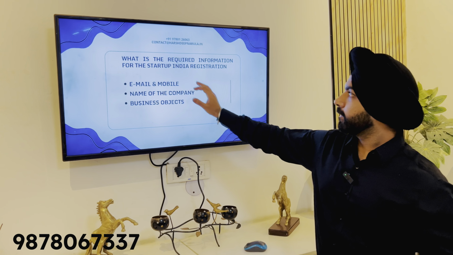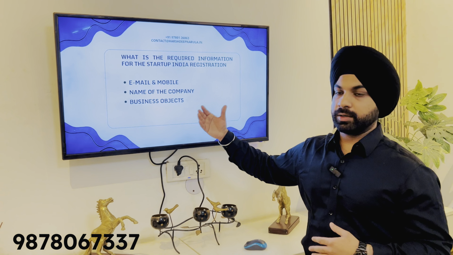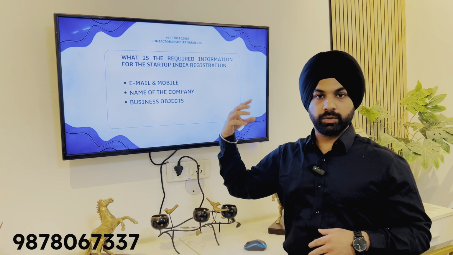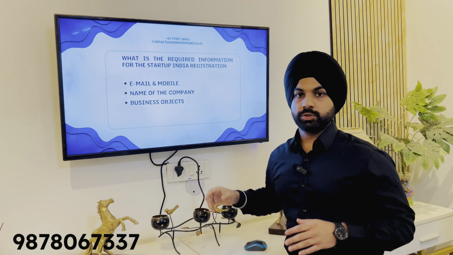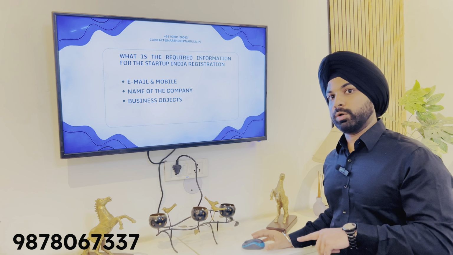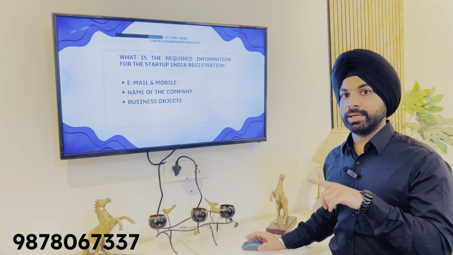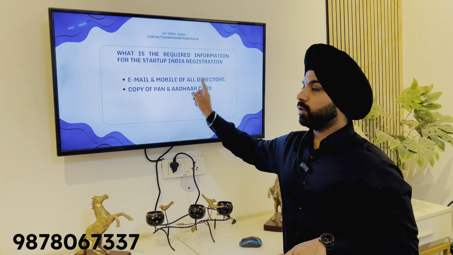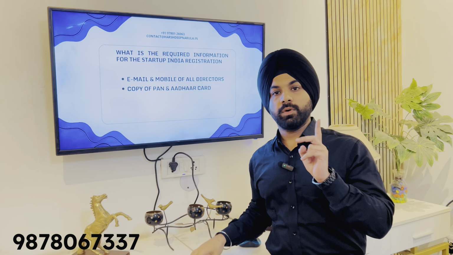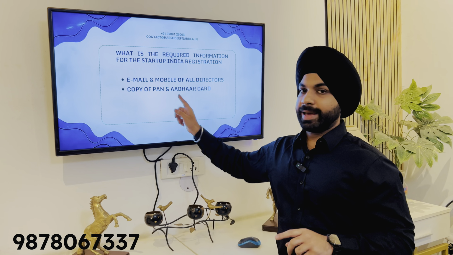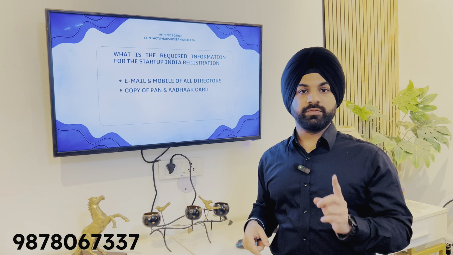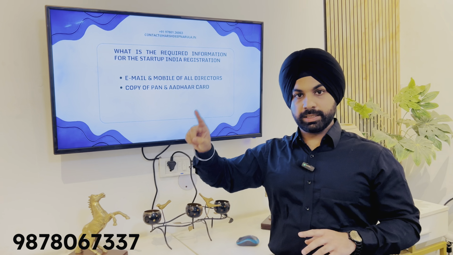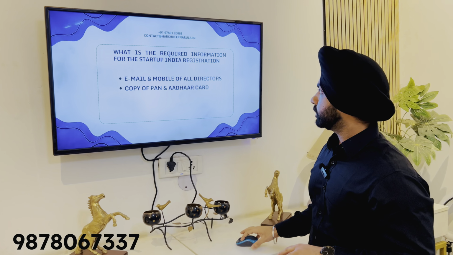Moving further, what other information is required? Email and mobile of the company, name of your company, PAN of your company, and business objects of your company. Now moving further to what is required for the authorized signatory and the directors: email and mobile of all directors, email and mobile of the authorized signatory, copy of PAN and Aadhaar of all directors, and copy of PAN and Aadhaar of the authorized signatory. Your director can also be the authorized signatory in this case.